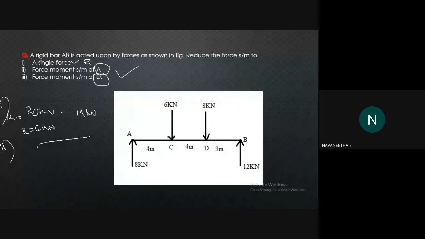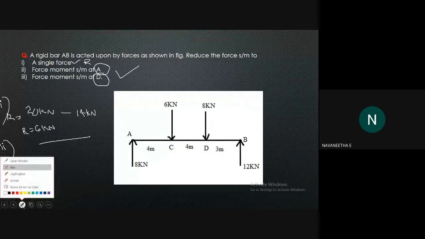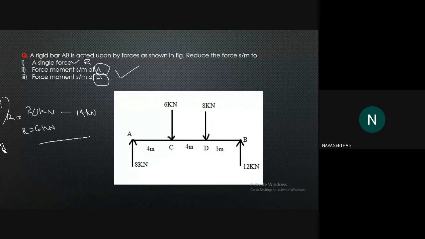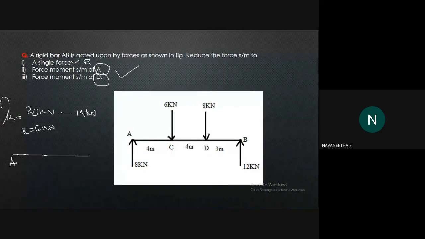How can we find out the position of R? So before doing the second problem, we can find out the position of R. Okay. So what is the position of R? We can find out the position by considering the moment, right? So here is the beam AB. So this is the beam AB. So we don't know where the resultant force R is acting on AB.